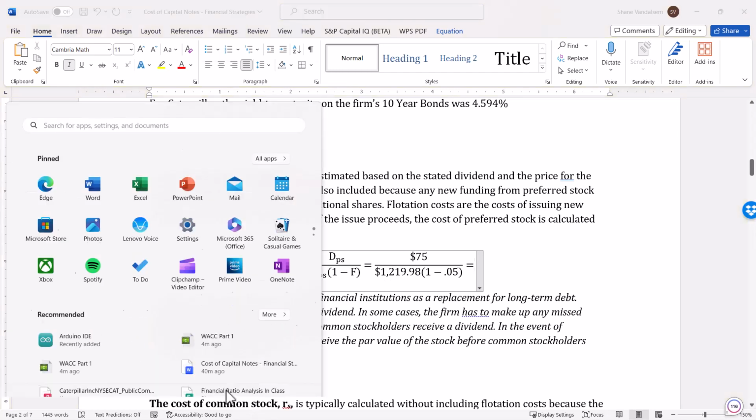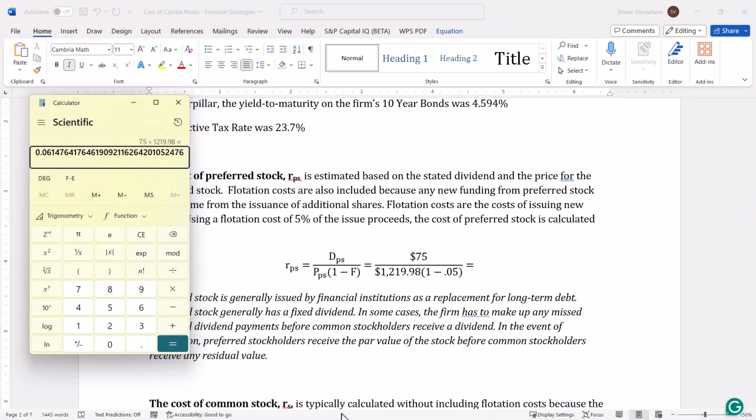And so I'm going to go back out here to my calculator. So I'm going to take 75 divided by, and then in parentheses, I'm going to multiply the 1219.98 by 0.95, or 1 minus 0.05. And that gives me a cost of preferred stock of 6.47%.